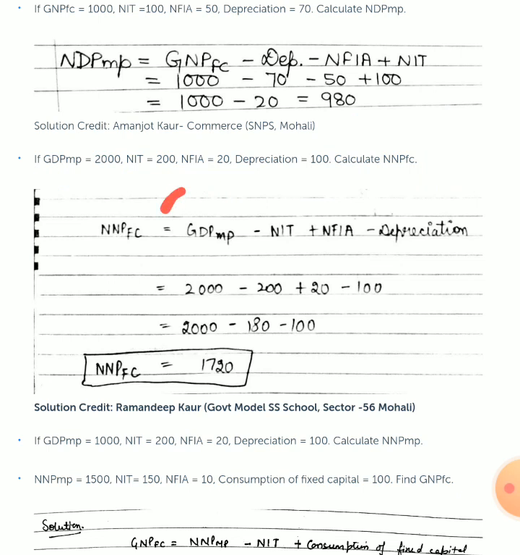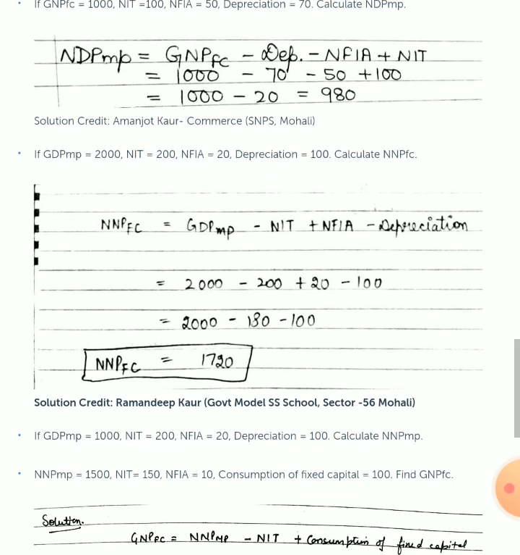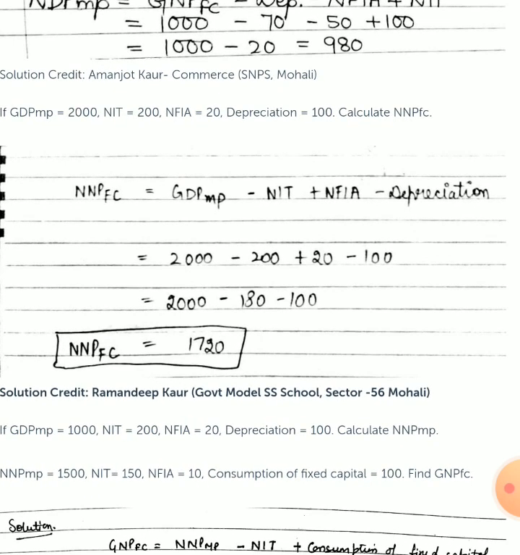Remember this thing. Now what we will do, the thing which is given will be on the right hand side, and the aggregate which we have to find will be on the left hand side. First we will change gross into net. Gross into net, what we will do, we will subtract the NIT, which is 200. Then we will change domestic into national. We will add NFIA, which is 20.